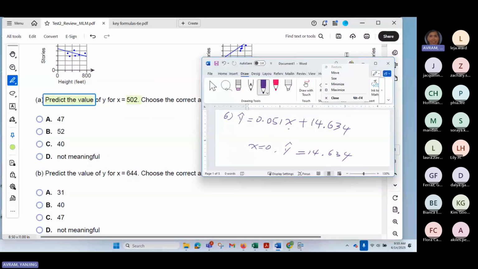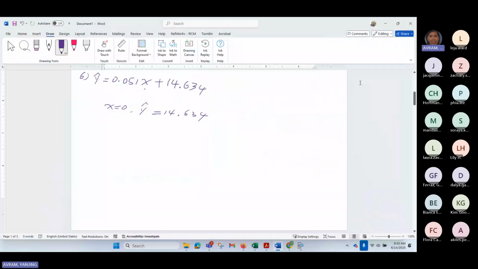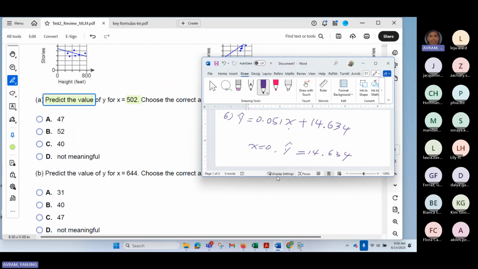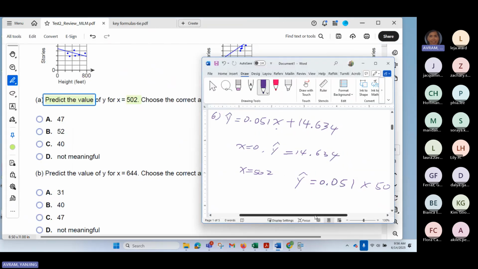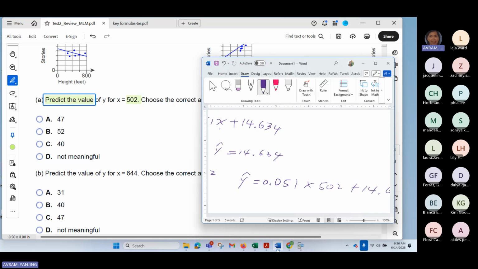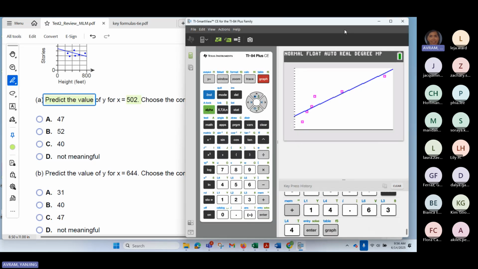Okay, all right, so let me see. When x is 502, how much is y-hat? So you're using 0.051 times 502 plus 14.634, right? And sometimes people ask, how do I calculate this one? Well, if you're using a calculator to calculate this one, you don't type y-hat. So let me just go ahead and show you how to do this one in a calculator.